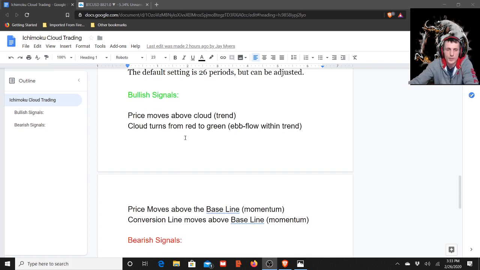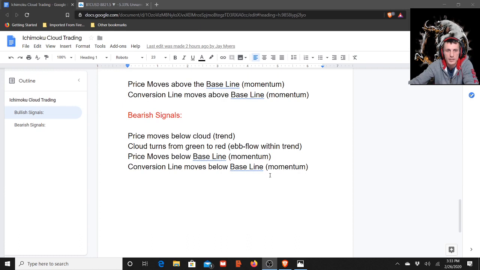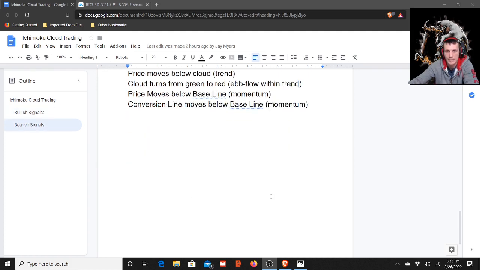The bullish signals you are looking for in the cloud are: price moves above the cloud, cloud turns from red to green, price moves above baseline momentum, conversion line moves above baseline momentum. And for the bearish signals: price moves below the cloud, cloud turns from green to red, price moves below baseline, conversion line moves below baseline.